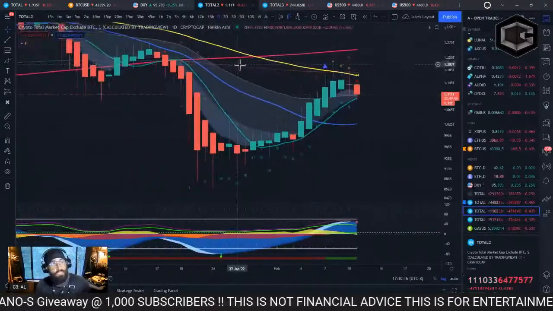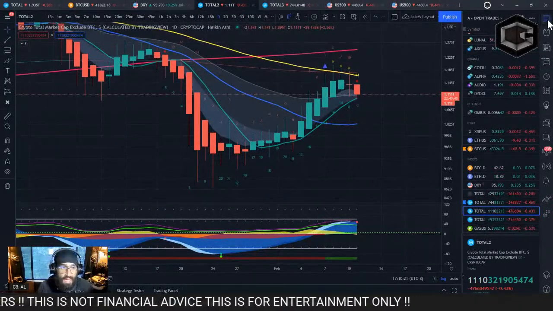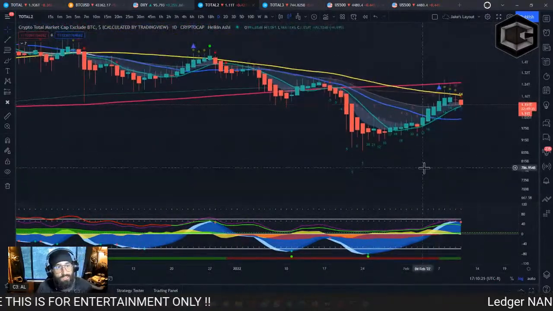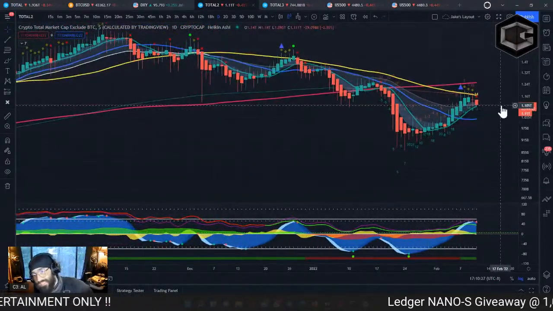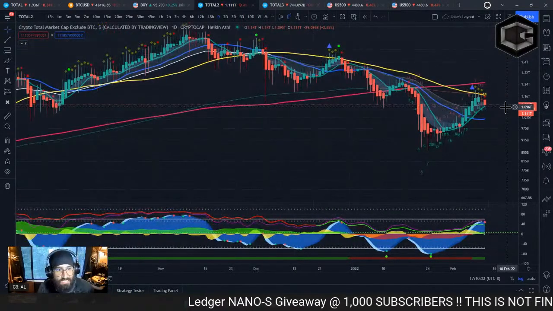So let's take a look at total 2, just in case there's any variances on our charts, and see where the money is right now, excluding Bitcoin. So this is Ethereum and all of the other altcoins in a total market cap. And you can see we're struggling to stay above $1 trillion. This is crucial. We've had to test this. You can see right here.